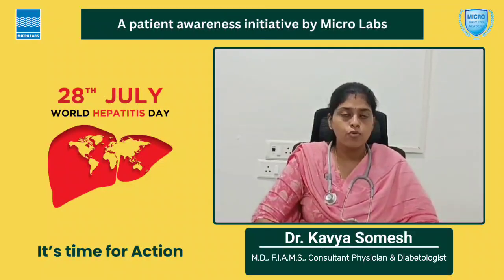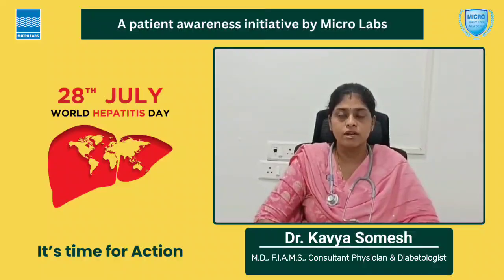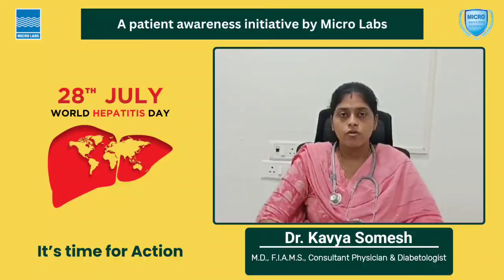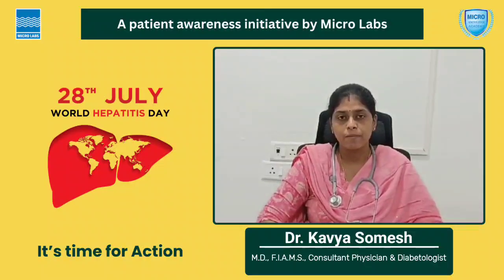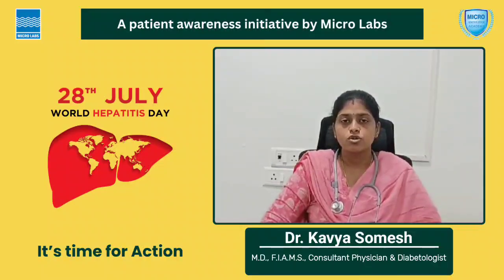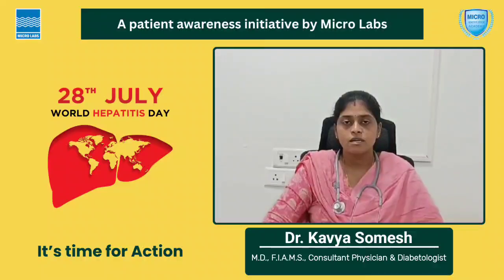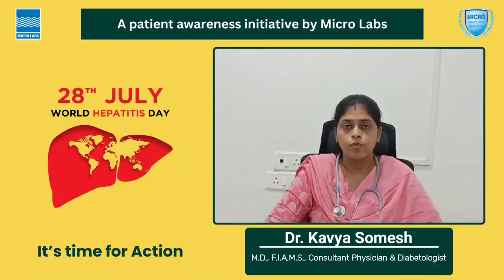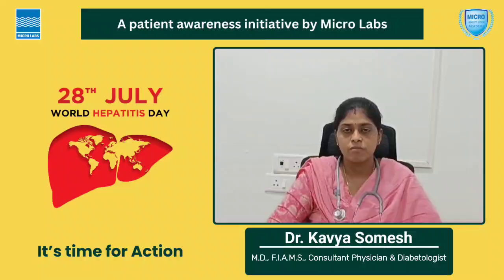So how do we prevent it? How do we go about treating this condition? Because there are over 4.5 million premature deaths happening worldwide because of these hepatitis infections. So how to prevent these premature deaths? We have vaccinations, we have proper treatments, we have proper diagnostic methods.